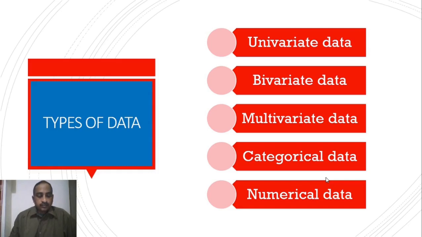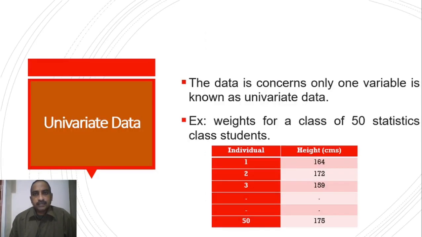Now, what are the different types of data? In general, a set of data may be univariate data, bivariate data, multivariate data, categorical data, and numerical data. So briefly, these are the different types of data. Let us learn one by one with examples.